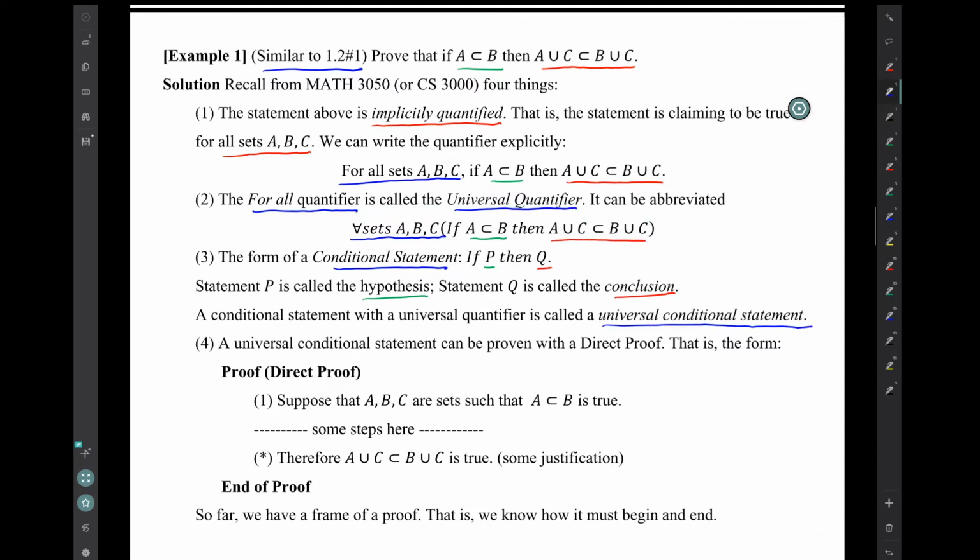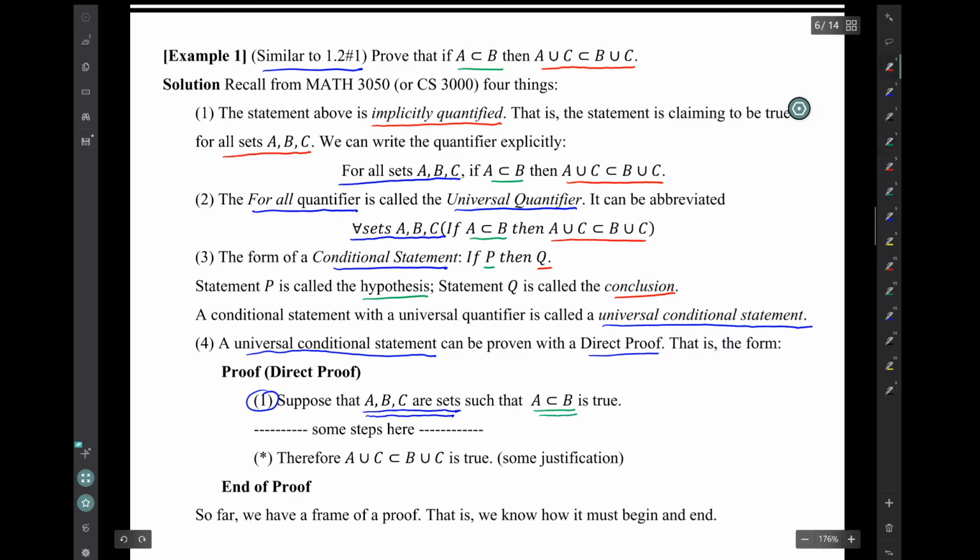Also recall from earlier courses, if you had an introduction to proof, that a universal conditional statement can be proven with what's called a direct proof. That is this form. You start with statement 1 saying, suppose that A, B, and C are sets such that A is a subset of B. So you start with introducing a generic collection of elements that are described by the quantifier and also that satisfy the hypothesis. That's how the proof begins.